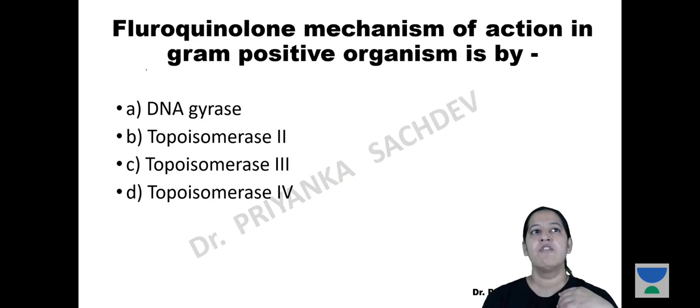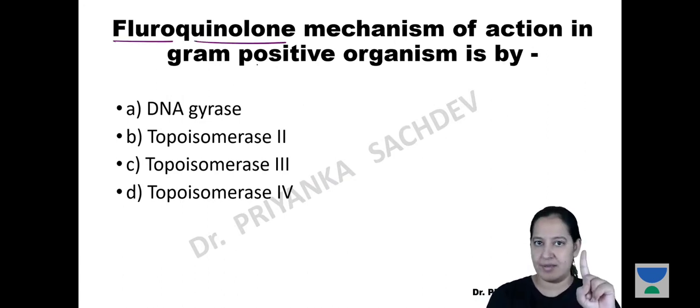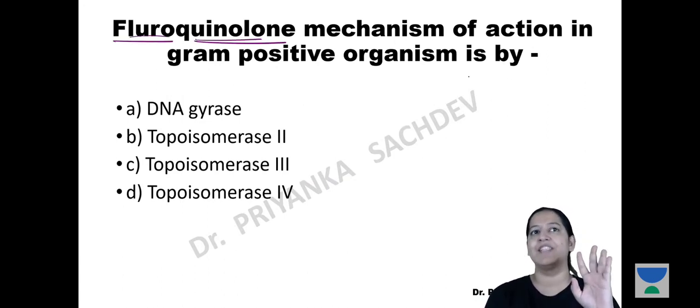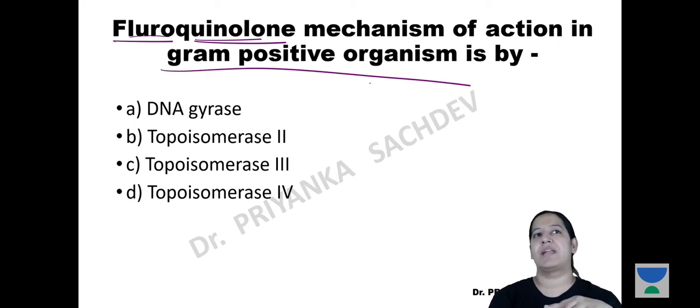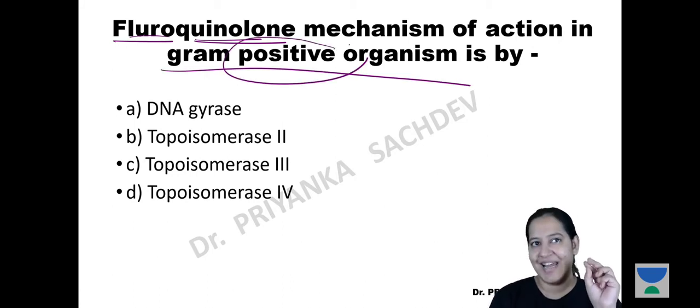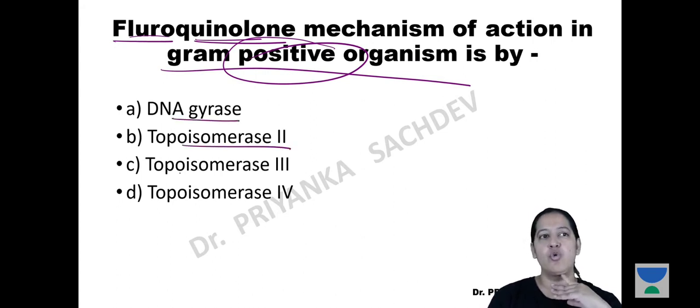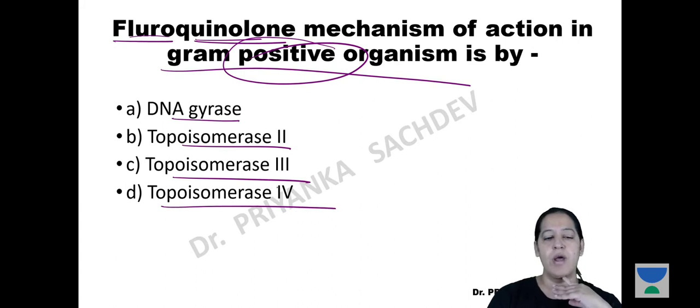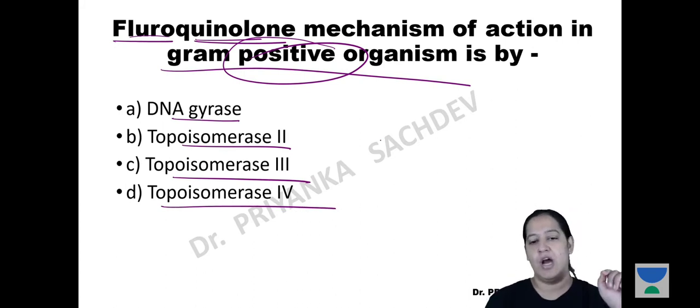So this is the first question in front of you. Be fast. Fluoroquinolones or quinolones, one and the same thing. Fluoroquinolones mechanism of action in gram-positive bacteria. Please read the question. The question has a catch. I'm asking about gram-positive bacteria. The 4 options are in front of you: DNA gyrase, topoisomerase 2, topoisomerase 3, topoisomerase 4. I'm asking for gram-positive bacteria. What is the correct answer?